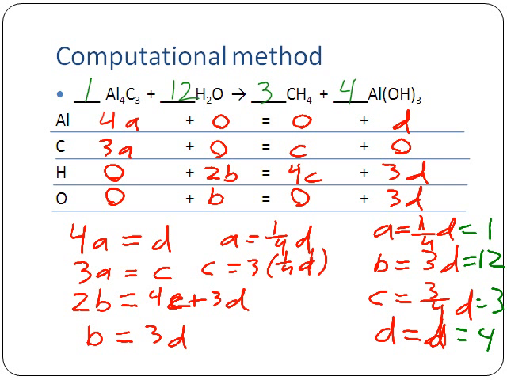I have 4 aluminums on the left, 4 aluminums on the right. I have 3 carbons on the left, 3 carbons on the right. I have 24 hydrogens on the left, 12 times 2. On the right, 3 hydrogens times 4 is 12, plus 3 hydrogens times 4 is 12 over here. 12 plus 12 is 24. So 24 hydrogens on the left, 24 on the right. I have 12 oxygens on the left, and 3 times 4 is 12 on the right. And so this does balance out. This is how you'd work out this computational method.